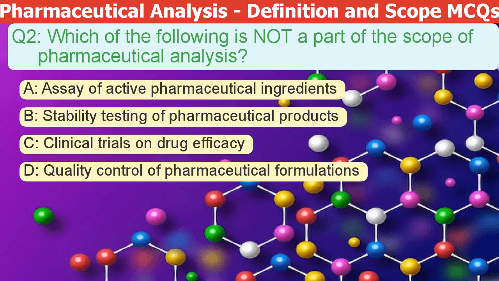Which of the following is not a part of the scope of pharmaceutical analysis? A. Assay of active pharmaceutical ingredients. B. Stability testing of pharmaceutical products. C. Clinical trials on drug efficacy. D. Quality control of pharmaceutical formulations.